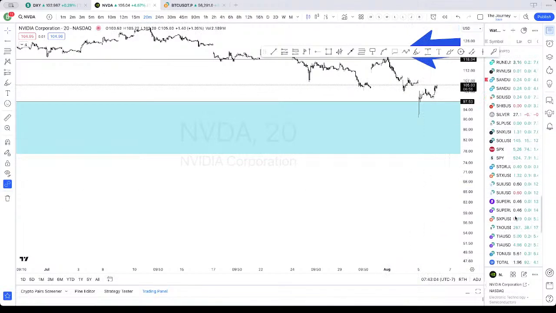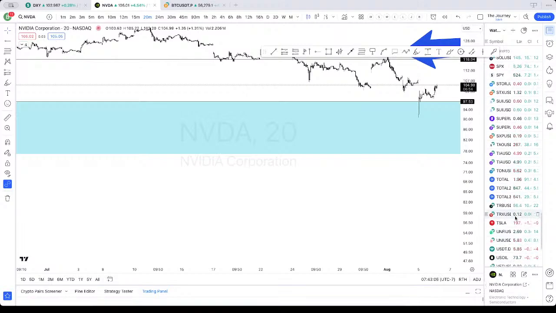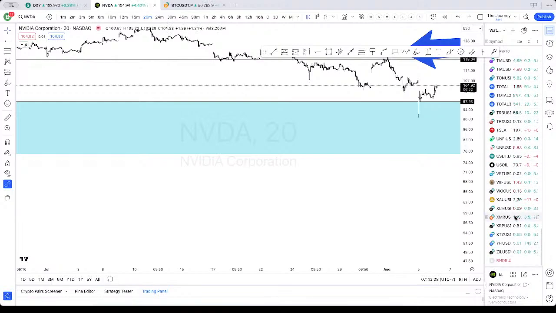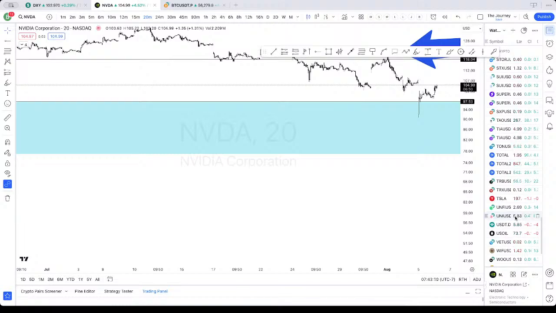So I would say broadly, some of those high caps in the stock market took a little bit of a hit, but nothing that could break the external market structure. No different than BTC. Took a little bit of a hit, nothing that could break the external market structure.